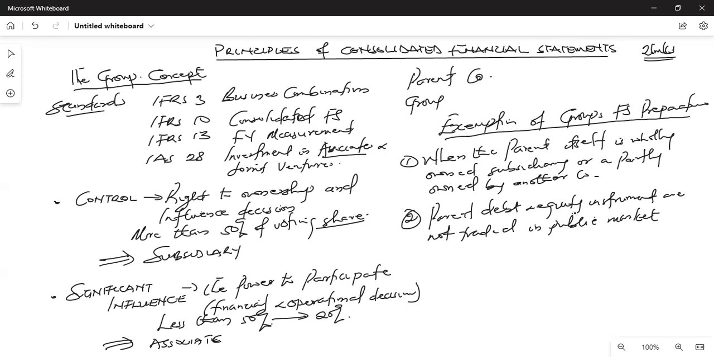All right, so these are the foundations that you need to know towards consolidation. Now then, let's come to the basic principles of consolidation.